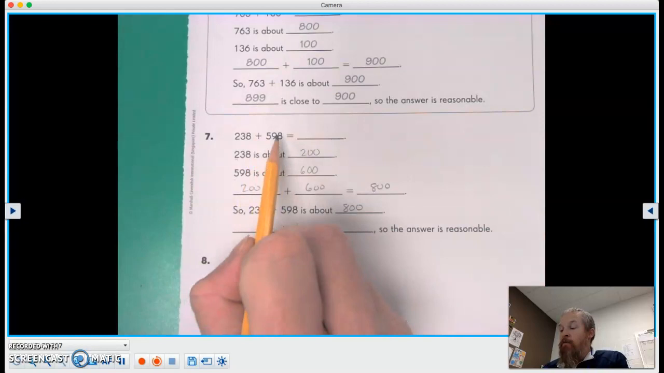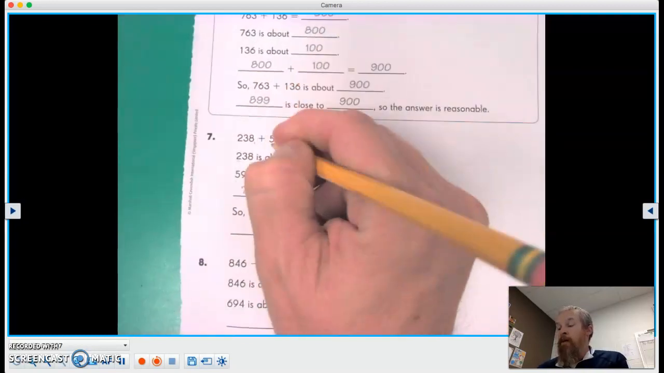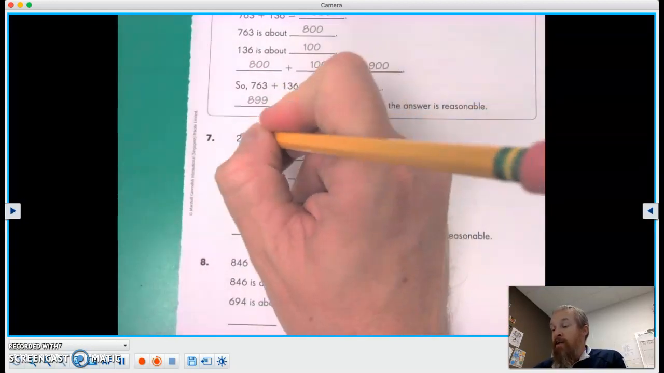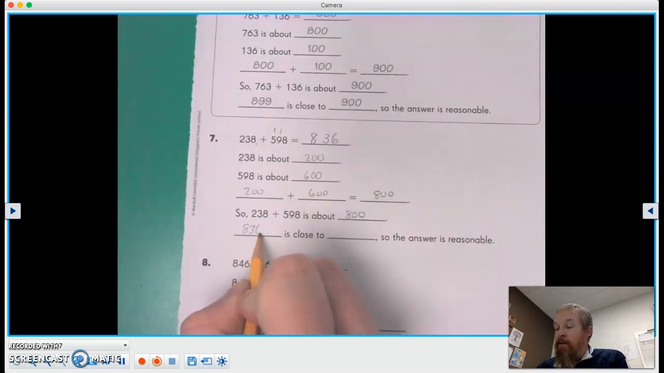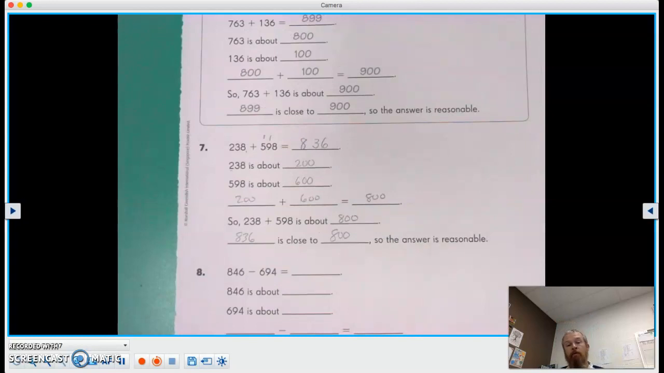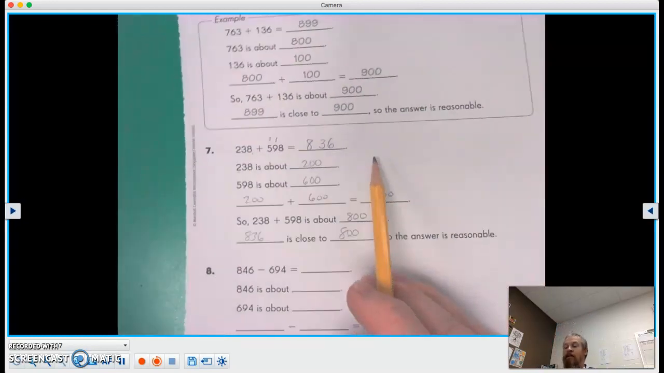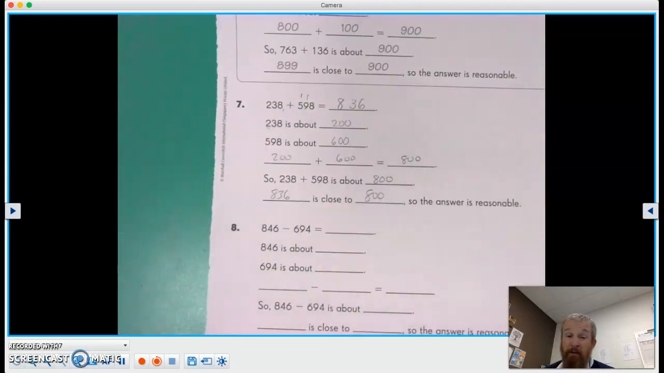So let's figure this out now. What's 8 plus 8? 16. Good. 9 and 1 is 10 and 3 is 13. 5, 6, 7, 8. So 836 is close to 800. See what we did there? We took what we rounded to and added it together to get 800. 836, if we rounded down, would be 800. Not bad.